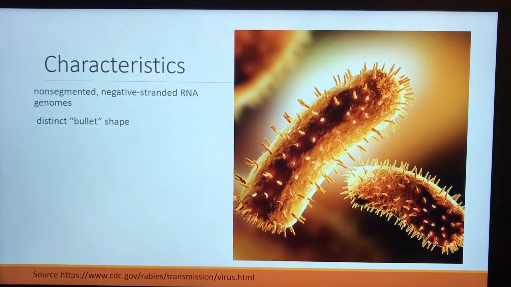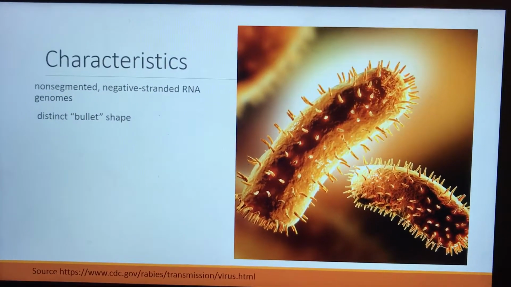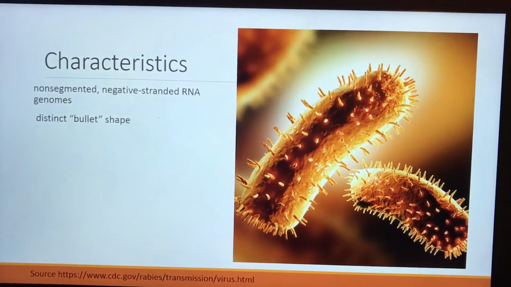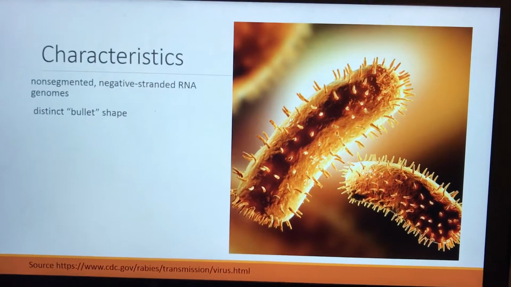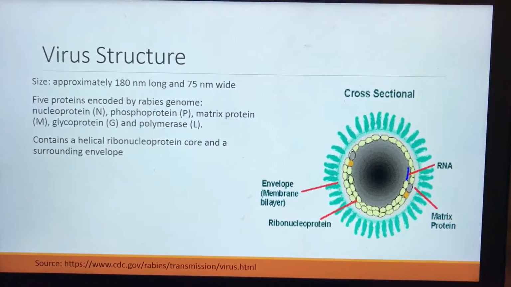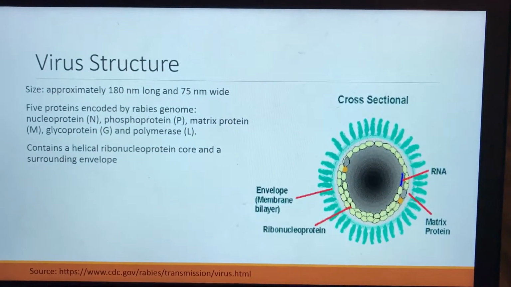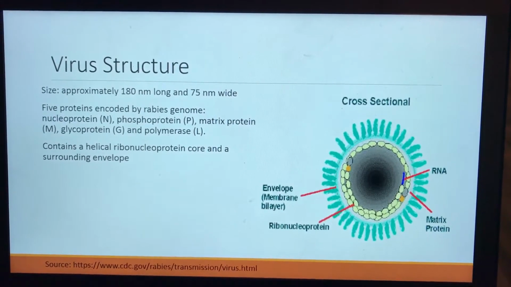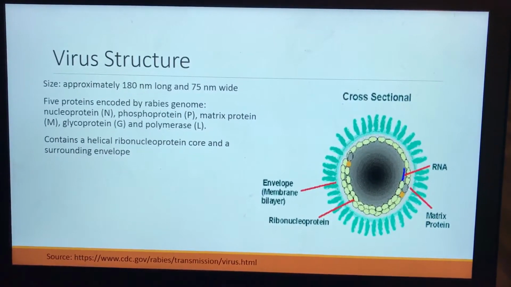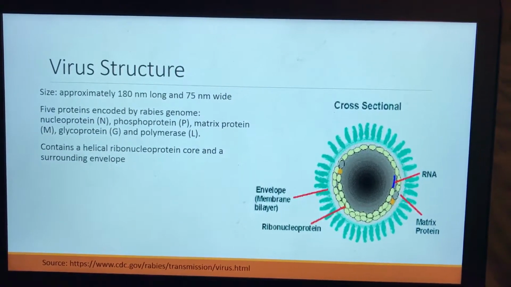I have pictured on the right a demonstration of those characteristics. So it has non-segmented negative stranded RNA genomes with a distinct bullet shape. The virus is approximately 180 nanometers long and 75 nanometers wide. There are 5 proteins encoded by the rabies genome, and that includes the nucleoprotein, phosphoprotein, matrix protein, glycoprotein, and polymerase.